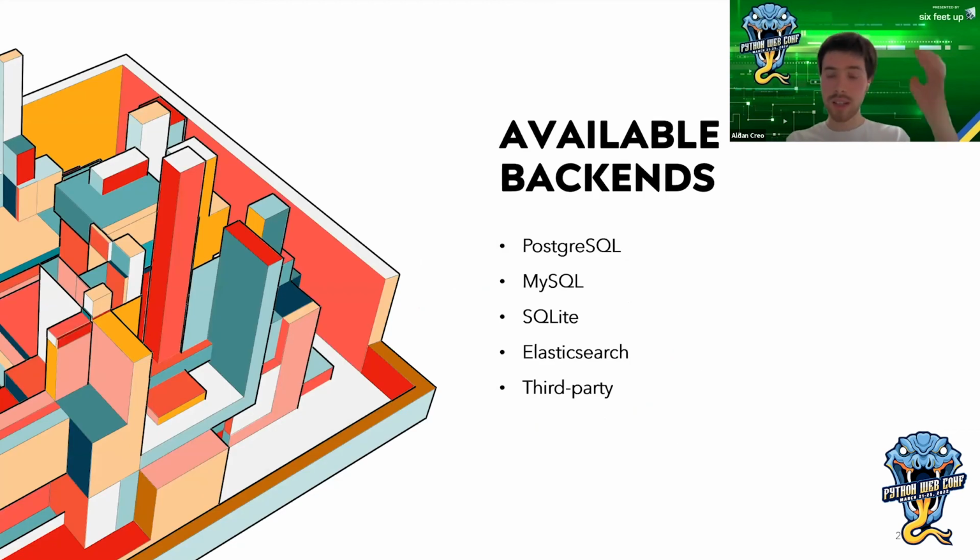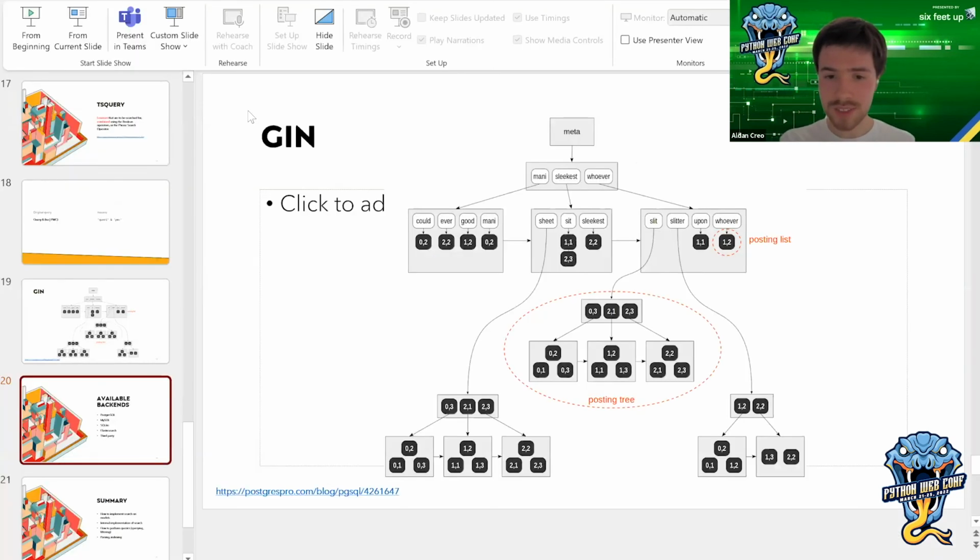I would just like to comment that these search features in Wagtail are enabled out of the box for Postgres, for MySQL, for SQLite, and for Elasticsearch. But there are also third-party modules that we can use in our installation to add capabilities for other search backends.